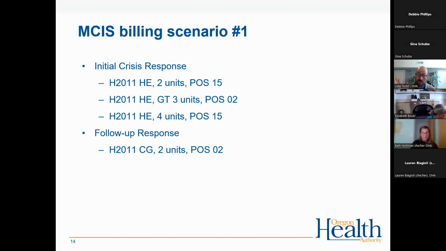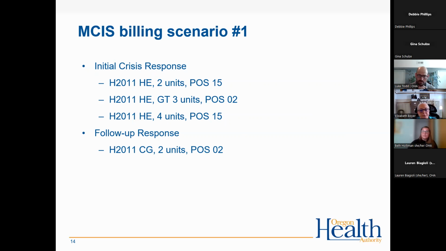And then when the QMHP is done with the assessment and it's just back to the 2-person team on the ground, you have 4 more units of H2011HE with a 15 place of service code. I see a question from Debbie, if you want to jump in.